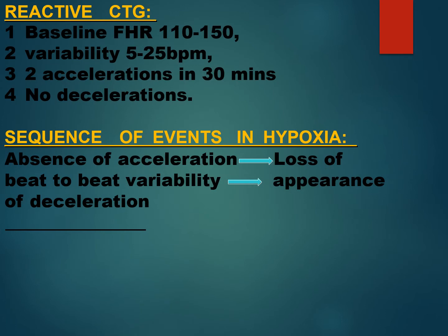The criteria for the reactive CTG is the following: heart rate between 110 and 150, variability more than 5, 2 accelerations in 30 minutes, and no deceleration. First step or first sign of hypoxia regarding the cardiotocogram is the absence of acceleration, followed by loss of beat-to-beat variability, and the appearance of deceleration, and finally bradycardia.